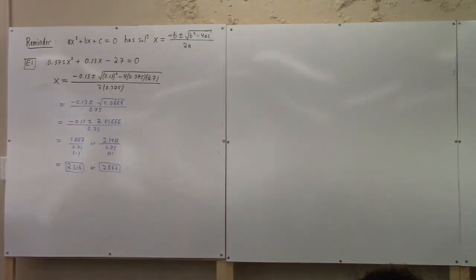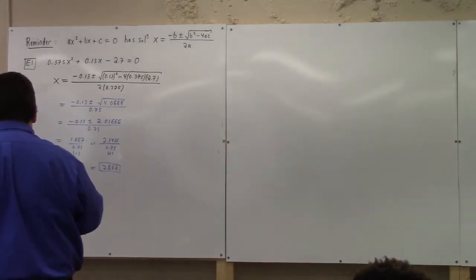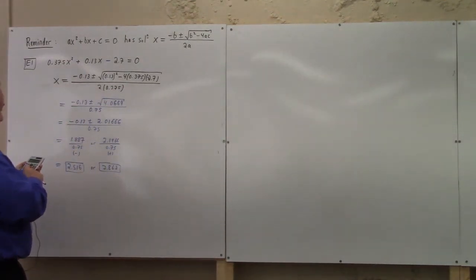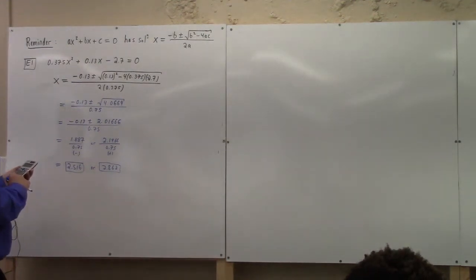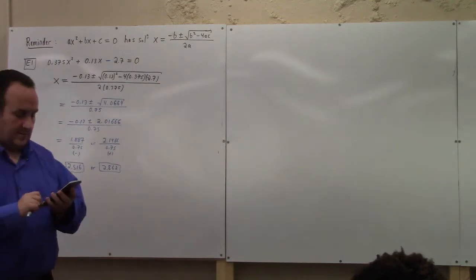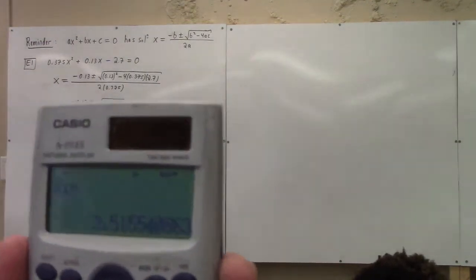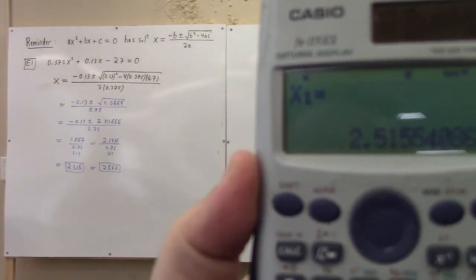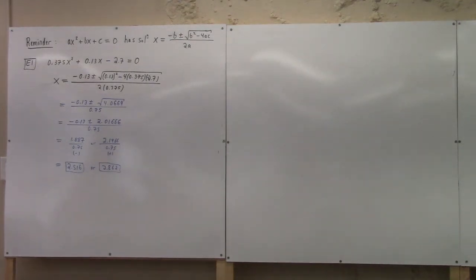You put the coefficients into A, B, and C, which here are 0.375. I hit enter. 0.13. I hit enter. And minus 2.7. I hit enter. And then I hit enter again. And the calculator thinks for a second and tells me that x1 is 2.51555, blah, blah, blah. And hit enter again, if I can find it. Where's enter? I think it's the AC button.